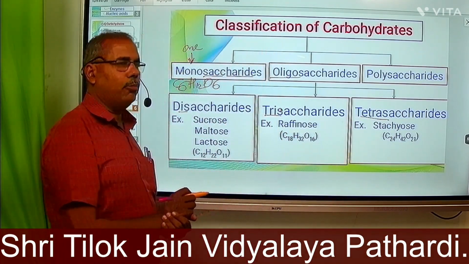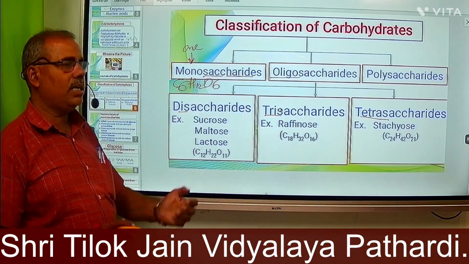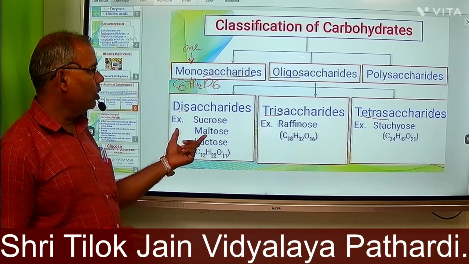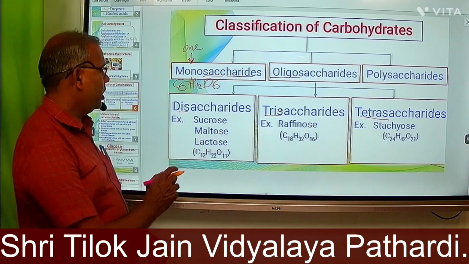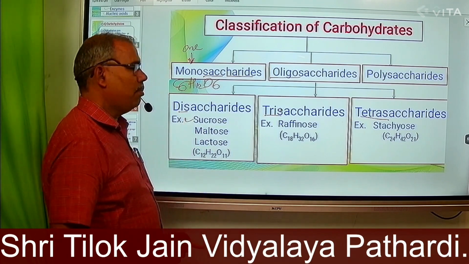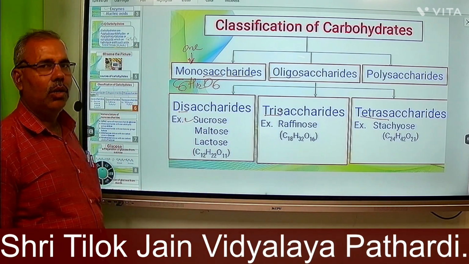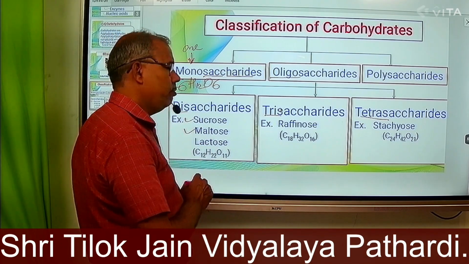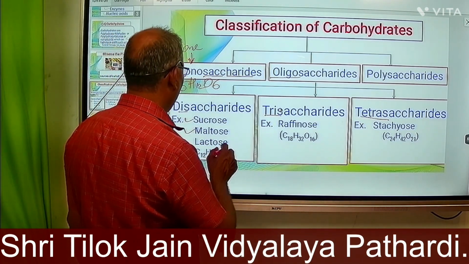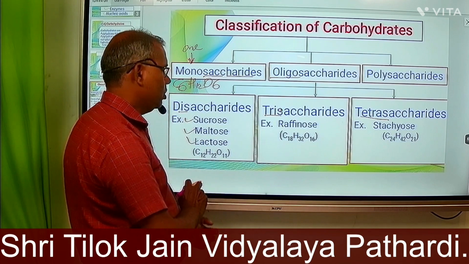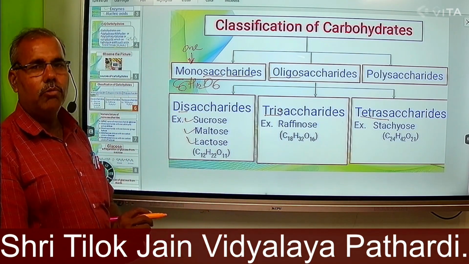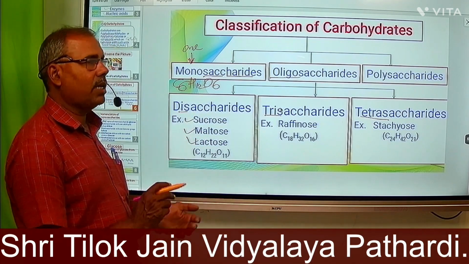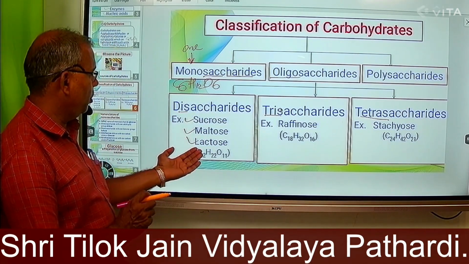From the name we can imagine that disaccharides are the carbohydrates which on hydrolysis yield 2 monosaccharide units. For example, sucrose on hydrolysis yields glucose and fructose molecules. Then maltose, which on hydrolysis yields 2 glucose molecules. Lactose, which on hydrolysis yields 1 glucose and 1 galactose molecule. So these are disaccharides made up of 2 sugar units or saccharides.